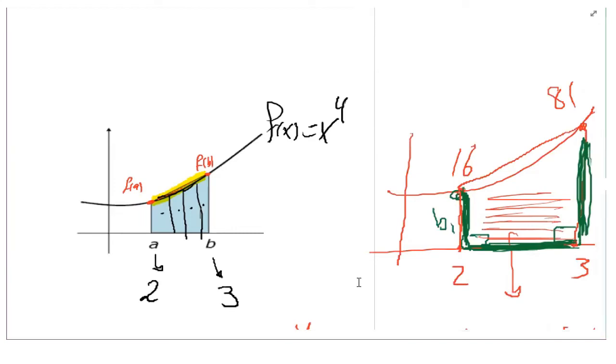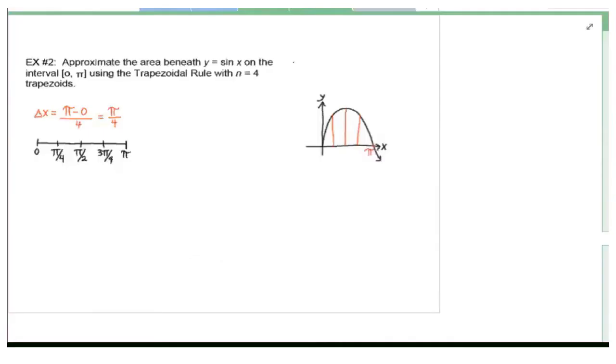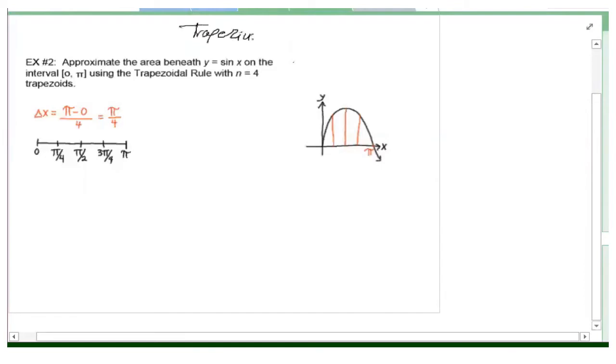Why are we using that? Because for some functions it is very difficult to find the integral. We use the trapezium rule to find the integration of a function, or to find the area below the curve and the x-axis.